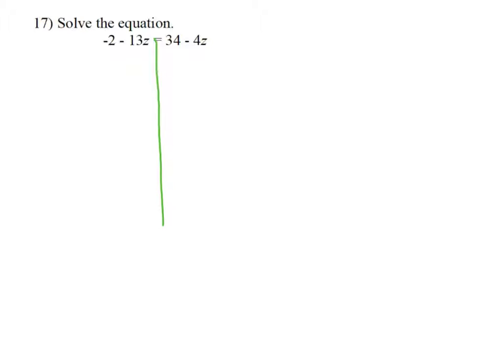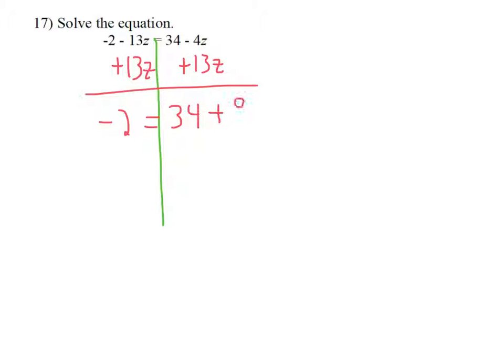I undo -13z by adding 13z to both sides. On the left side, I'm left with just -2. On the right side, I have 34, and then I have to combine like terms. -4z plus 13z is plus 9z.